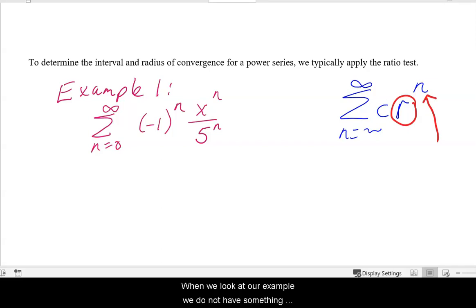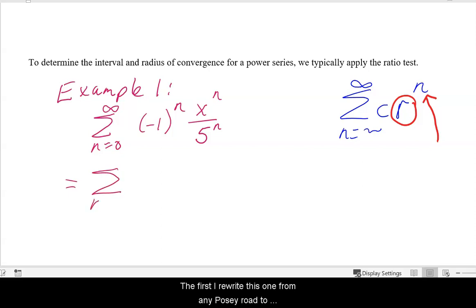When we look at our example, we do not have something that looks exactly like this. So step one is to rewrite this in a format so that we have one thing as the base being raised to a power. So my first step then is to rewrite this example and to pull the -1, the x, and the 5 together, all being raised to the nth power. If one of these was raised to something like an n+1, I may have to pull off an extra 5 to make sure that all the powers are precisely n. I'll show you an example of that in just a moment.